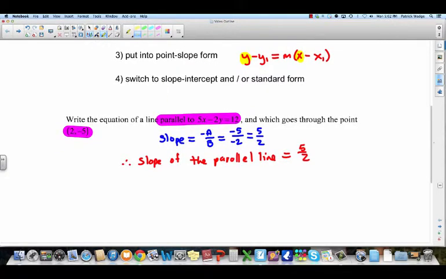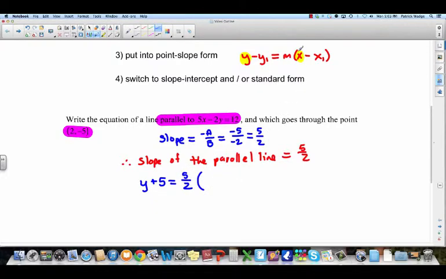Those two letters will remain in your equation. So let's do that. We do y minus y1. Well, y1 is negative 5, so we're going y take away negative 5. That's y plus 5 equals m, that's the slope, and we know the slope, it's 5 over 2.